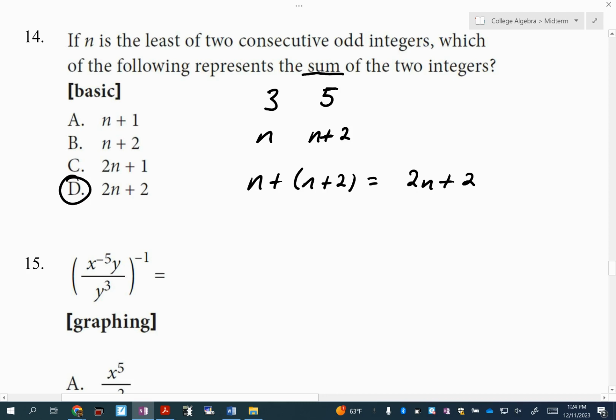You could also then, if you wanted to, plug in 3 into the letter n, right? 3 plus 1 is 4. 3 plus 2 is 5. 3 times 2 is 6 plus 1 is 7. 3 times 2 is 6 plus 2 is 8. You can see only one of these gives you that sum, 3 plus 5, which is 8, so also D. That's another way to do it.